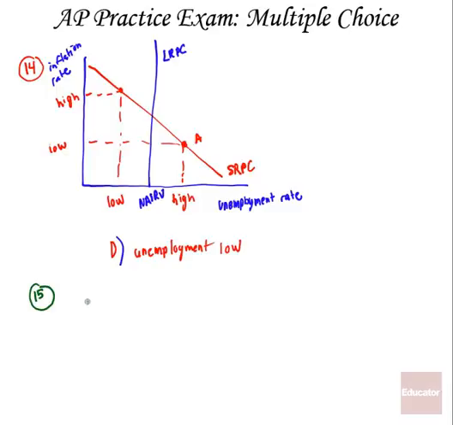Okay, question number 15. If the required reserve ratio is 25%, so let's change it to 0.25, and banks hold no excess reserves, meaning all the money that they can lend out, they do lend out. And there's an open market sale of $400,000 of government securities by the Federal Reserve. What's going to happen? A sale is a shrinkage of the money supply. So the answer is going to be a decrease.